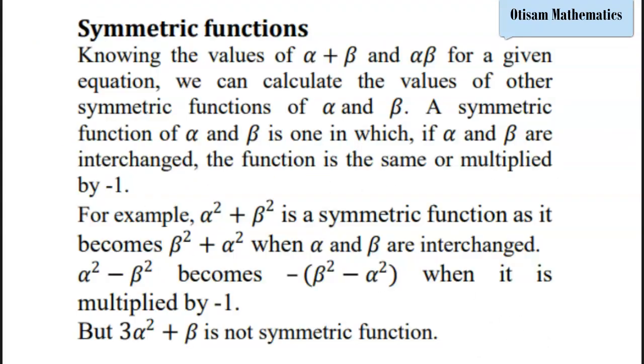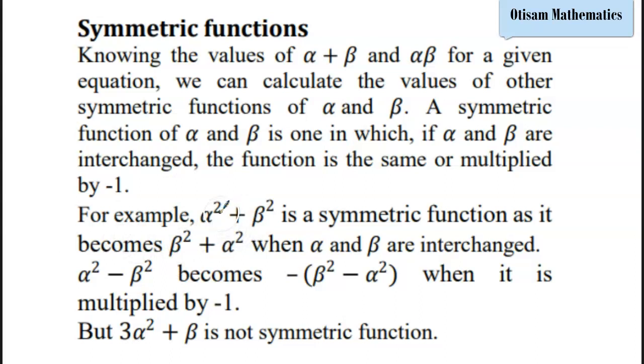Symmetric functions. For symmetric functions, if you know the values of the sum of roots, which is alpha plus beta, and alpha beta, which is the product, we can calculate the values for other symmetric functions of alpha and beta. So what is symmetric function? It is a function of alpha and beta in which if alpha and beta are interchanged or multiplied by minus 1, the function remains the same.